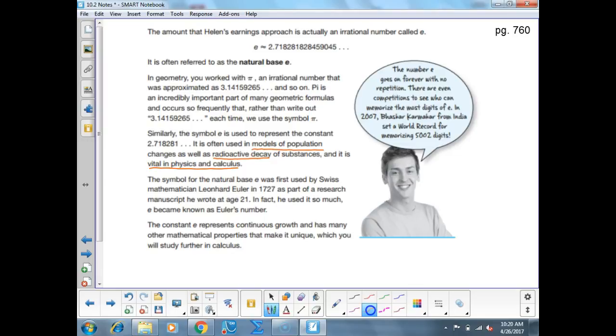Make a side note down here. This paragraph, I'm going to skip the talking about Euler and we'll come back to it. E is used in continuous growth. Okay? E represents continuous growth. So if you see in a problem the word continuous, you're automatically going to be thinking Euler's number E.